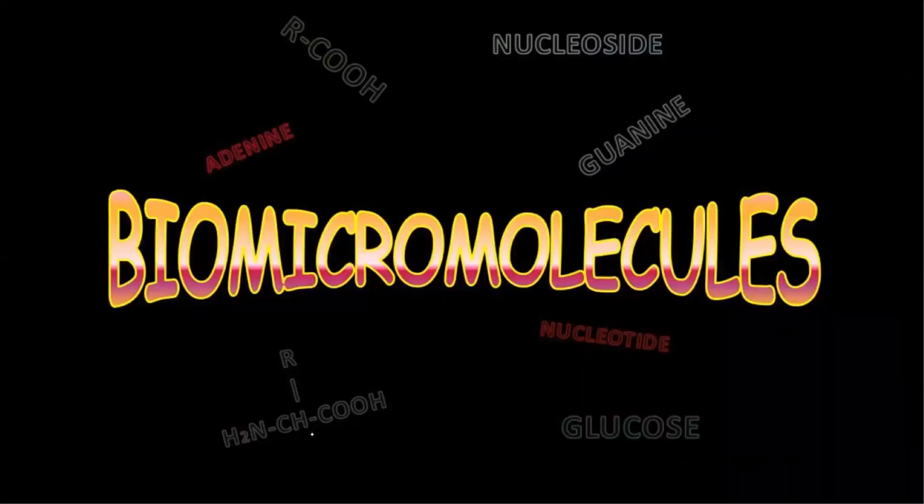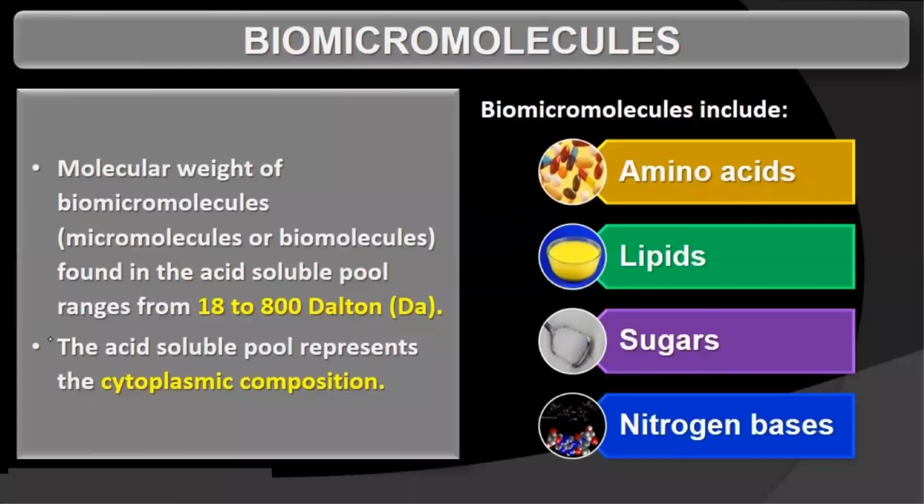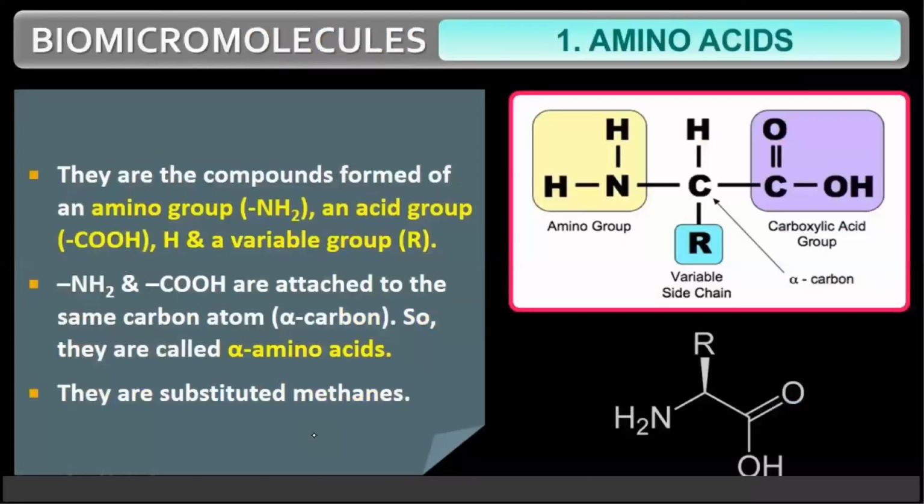Let's start with the biomicromolecules. Biomicromolecules are molecules with weights ranging from 18 to 800 Dalton. They are usually found in the acid-soluble pool, which represents the cytoplasmic constituents. Biomicromolecules include amino acids, lipids, sugars, and nitrogen bases.